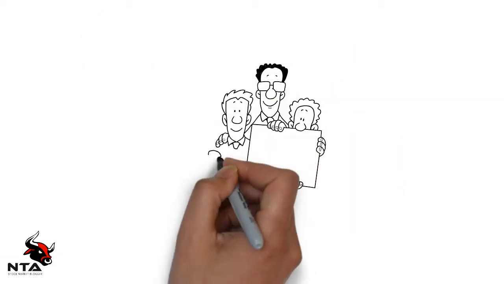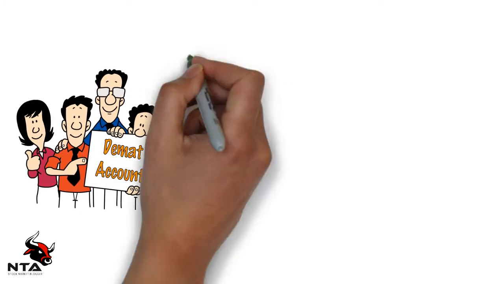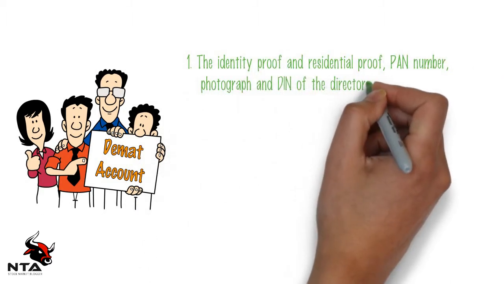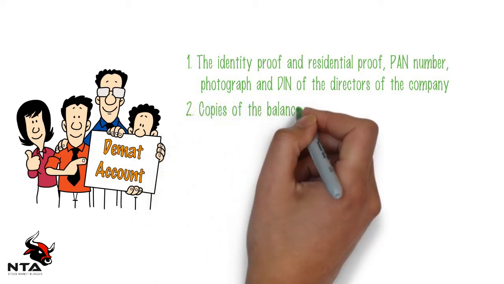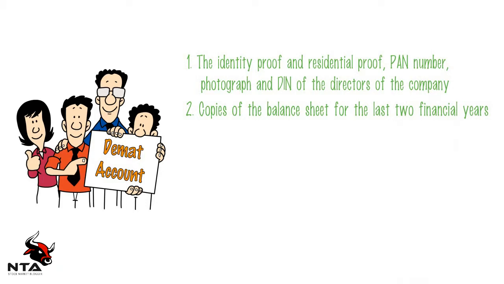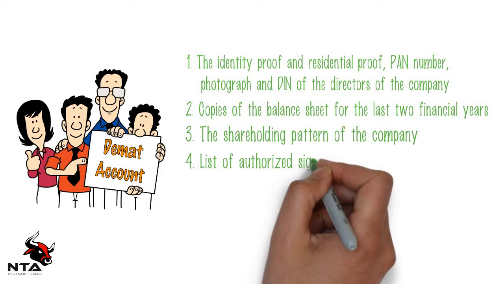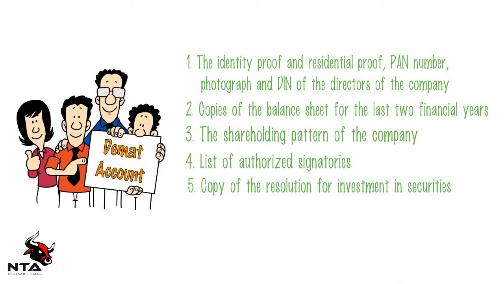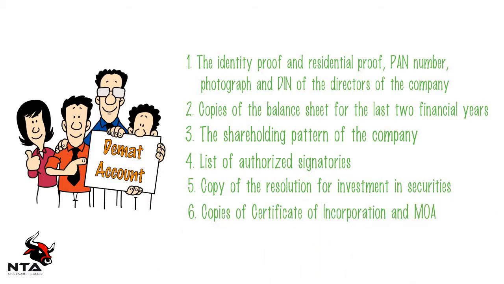However, if a company wants to open a Demat account, the following additional documents need to be compulsorily submitted along with the account opening form. 1. The identity proof and residential proof, PAN number, photograph, and DIN of the directors of the company. 2. Copies of the balance sheet for the last 2 financial years. 3. The shareholding pattern of the company. 4. List of authorized signatures. 5. Copy of the resolution for investment in securities. 6. Copies of certificate of incorporation and MOA.